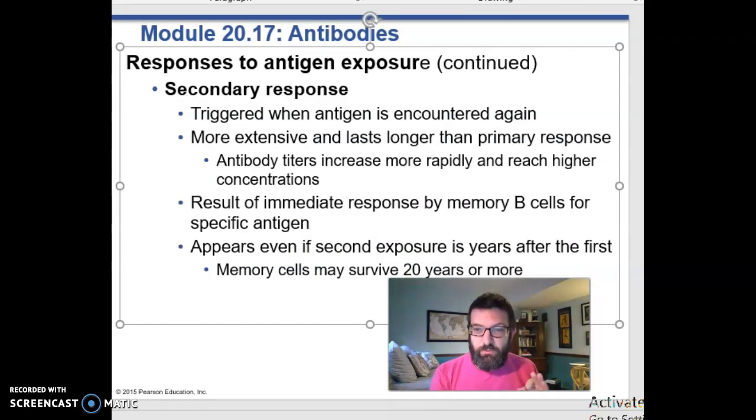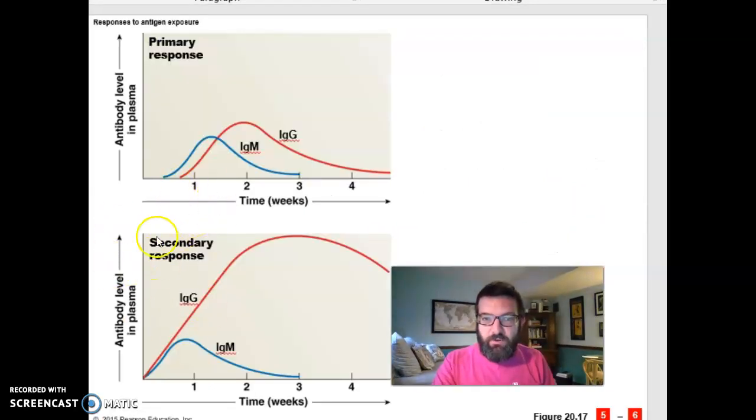Now, your secondary immune response. This is when you've already been infected with something and you get infected with it again, but this time you already have memory B cells and memory T cells. And so you have lots of them, so you're going to detect the virus or bacteria more quickly, and you're going to have a more immediate response by B cells for that particular antigen. And it's an overwhelming response. And sometimes these last decades, right? So sometimes immunity can last a very long time. But this is the main reason why your secondary response is different from your first, right?